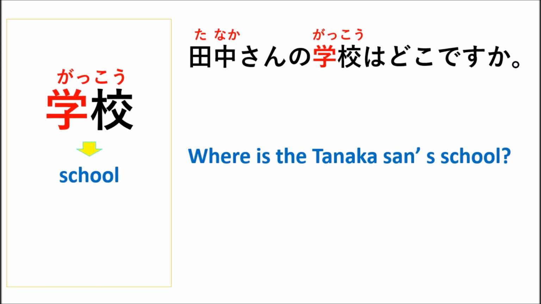So this is how to create a sentence by using gakko. Gakko means school. Anata no gakko wa doko desu ka? Or you can say Suzuki-san no gakko wa doko desu ka? Which means, where is Suzuki-san's school? Suzuki-san no gakko wa toshokan no chikaku ni arimasu, which means Suzuki-san's school is near the library. Toshokan means library. So, the next.